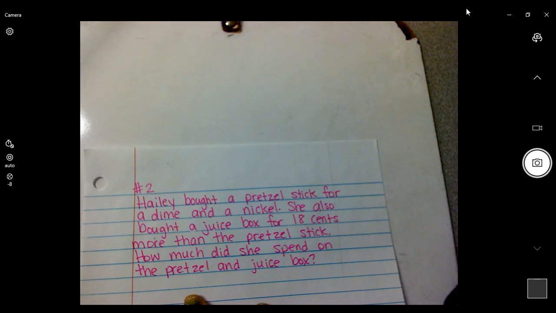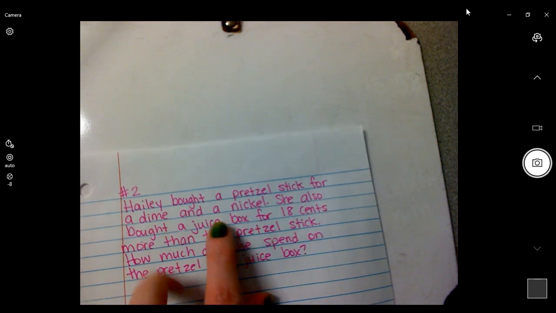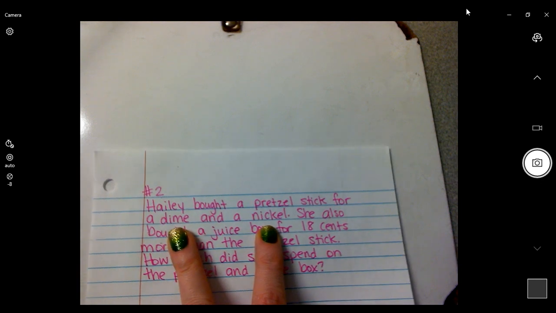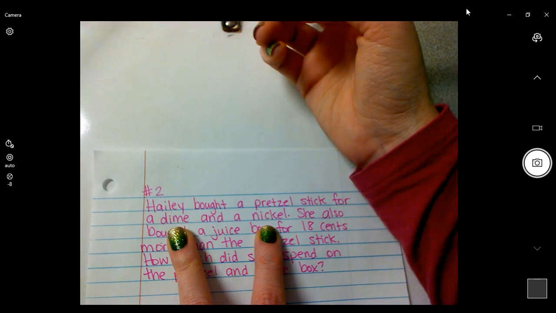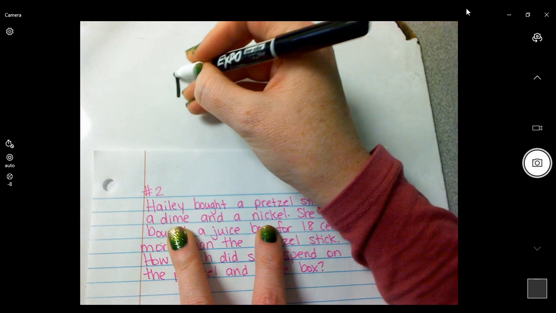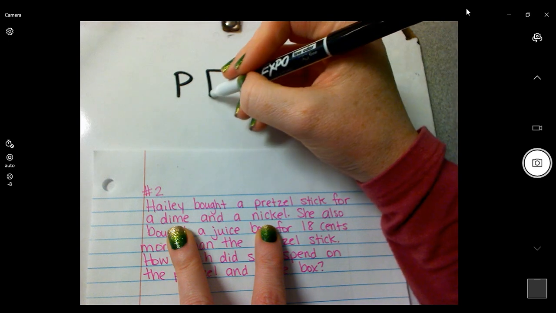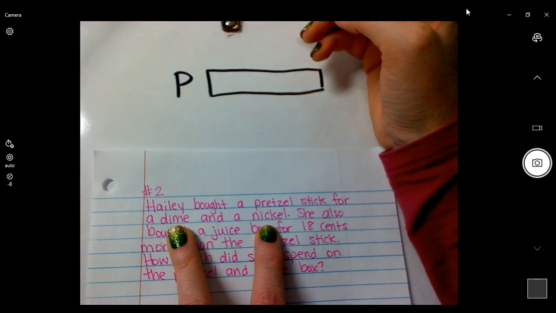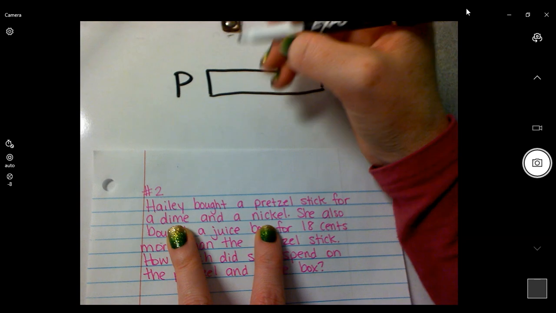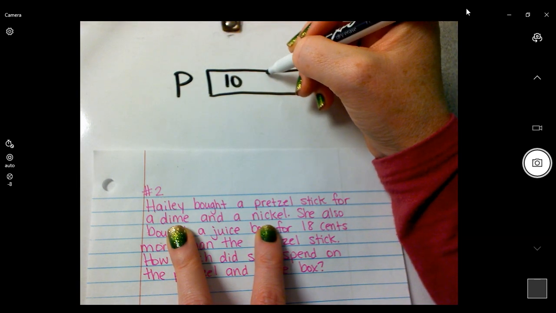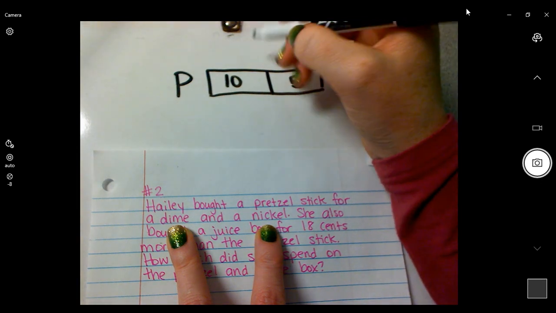Haley bought a pretzel stick for a dime and a nickel. Well, a dime is 10 and a nickel is 5. So let's do P for pretzel. We have a dime and a nickel. 10 plus 5 is 15. So 10 and 5, 15.